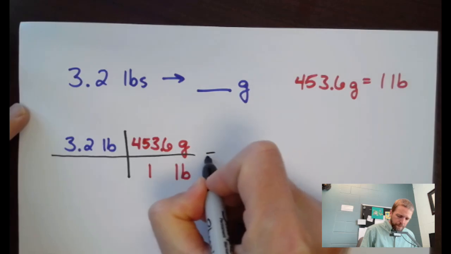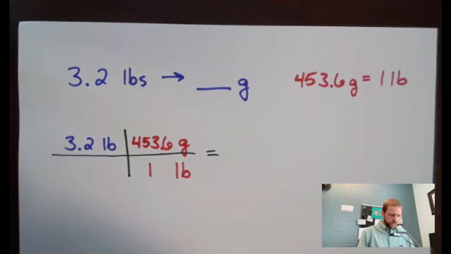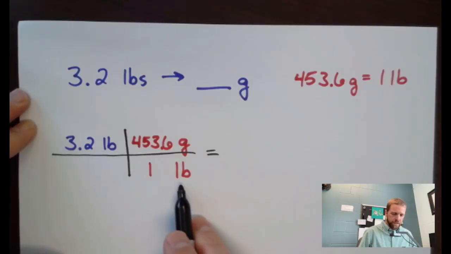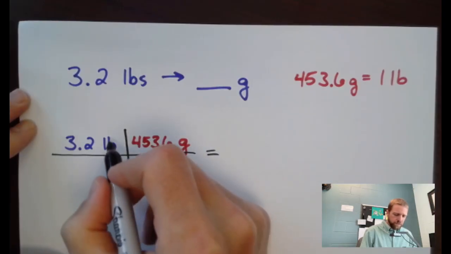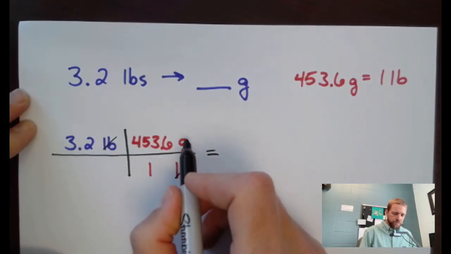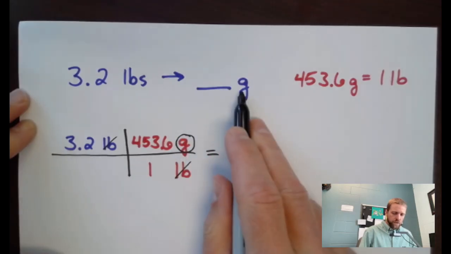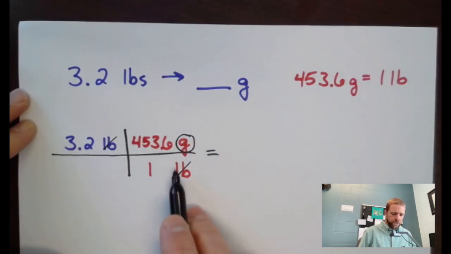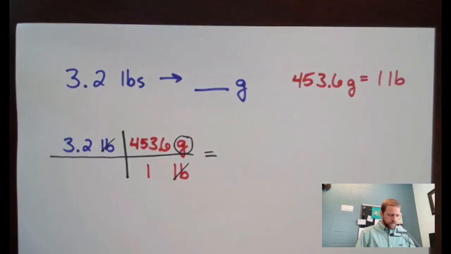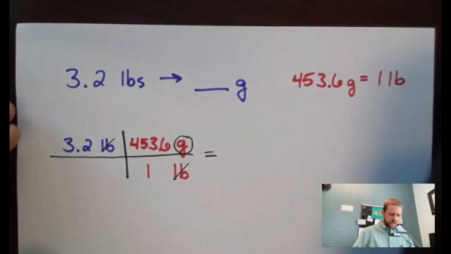So whenever I want to finish this conversion, I want to check and make sure that my units give me what I want. So here I've got pounds in the numerator, I have pounds in the denominator. Those two cancel, and I'm left with grams in the numerator, which is what I want. So check your units and make sure that you get the units that you want. And now we're ready to punch it into our calculator.